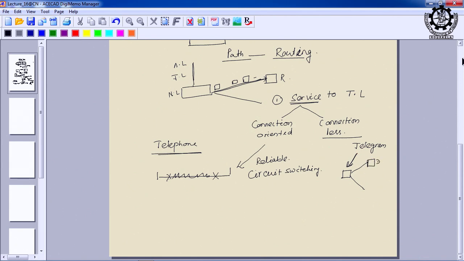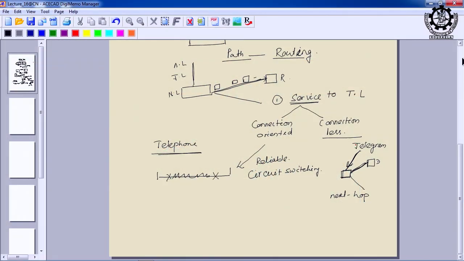There is no dedicated path between the sender and the receiver, but in every link or every path, the current sender or the current node identifies who is my next neighbor, or what we say the next hop, who can handle my data, or who can receive my data and forward it further. So, that is another kind of service, or what we say connectionless or packet switching.